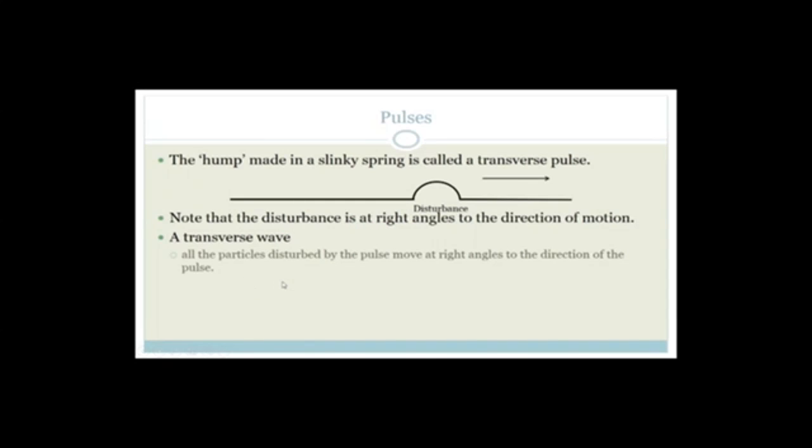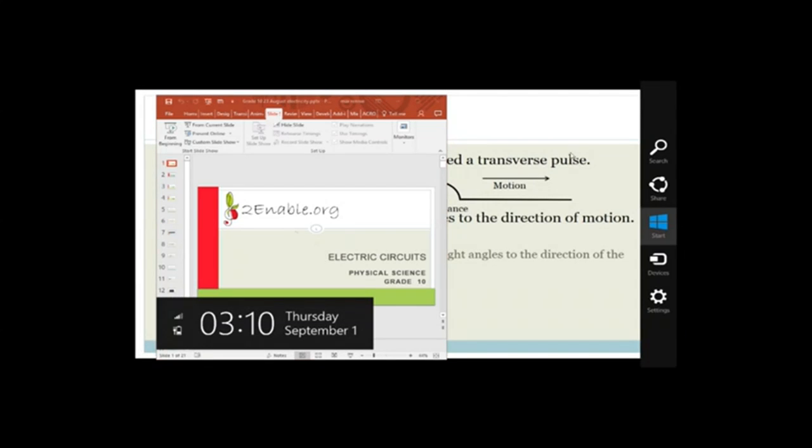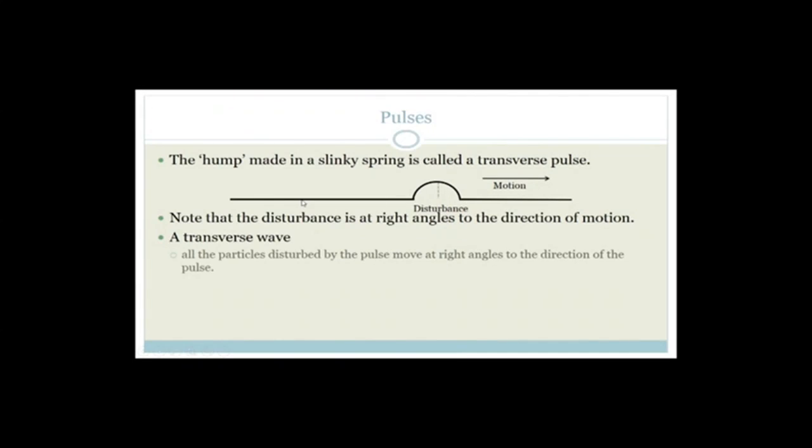Now, the hump that was made in the slinky is called a transverse pulse. Remember I said to you that when you looked at the wave going across from left to right, you could see it going up and then down and then up and then down. As it was going up and down, we could see that the pulse, or the disturbance, was moving from left to right. That hump is called a transverse pulse, and the reason it's called a transverse pulse is because the disturbance is at right angles to the direction of motion.